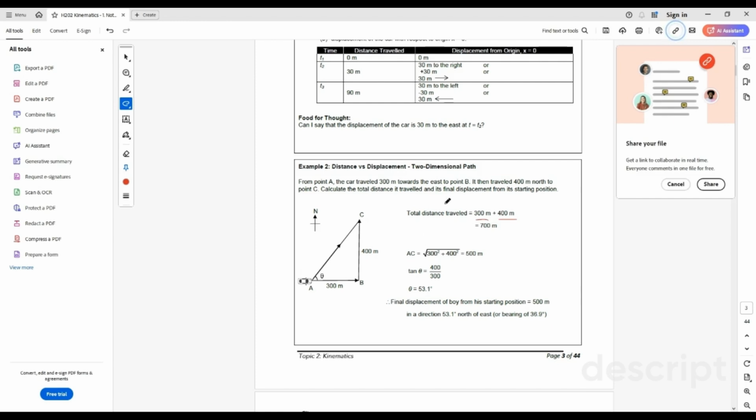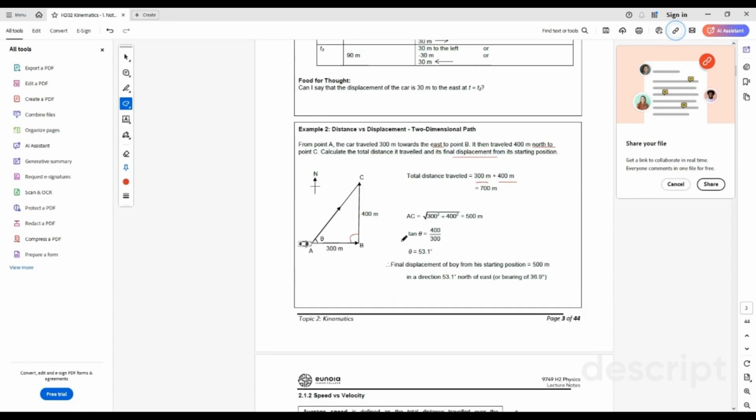And then for the final displacement, we're actually measuring the shortest distance between point A and point C, the starting point and the end point. So what we're going to do is to just use Pythagoras theorem, because we know this is a right angle triangle since it traveled east and then it traveled north. And then what we can do to find the angle over here is to use TOA, where CB is the opposite and the adjacent is AB. So we just substitute in order to get the angle of 53.1 degrees.